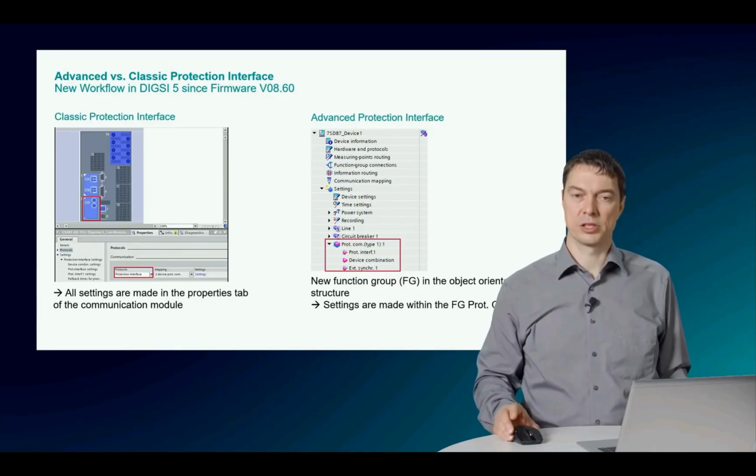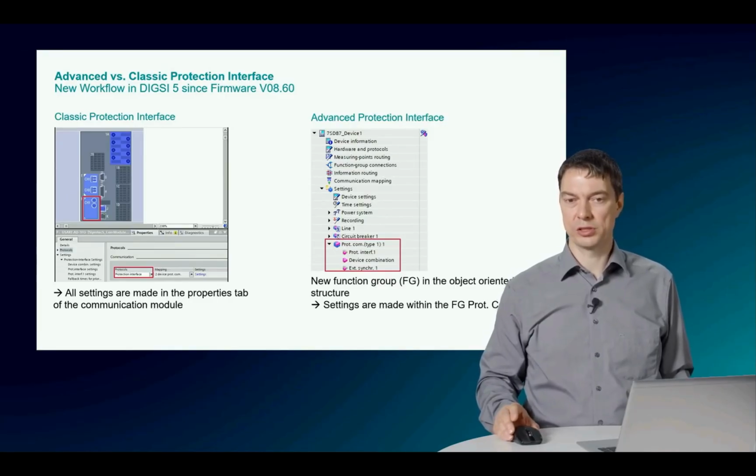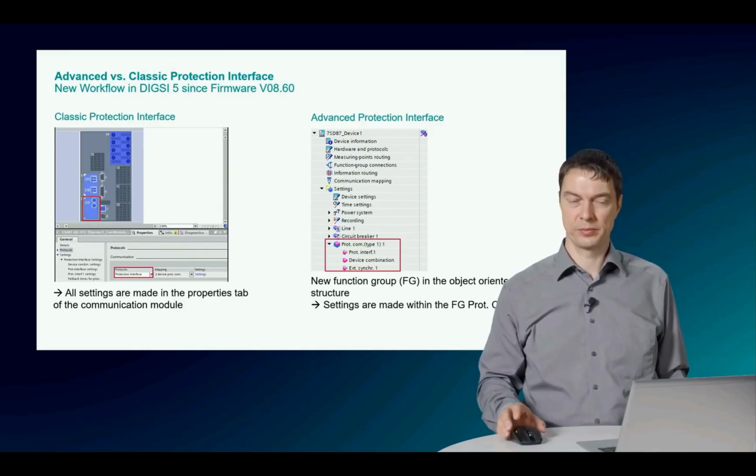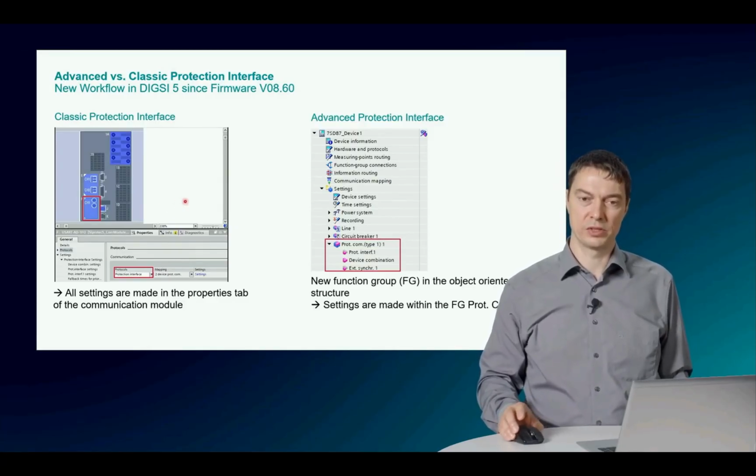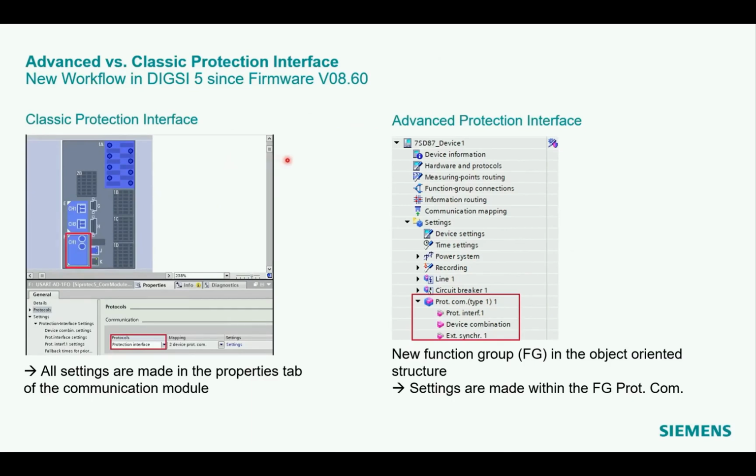In fact, it's just a different workflow which is introduced in the firmware version 8.60. On the left-hand side, you see the workflow for the classic protection interface in DIGSI 5, where all the settings are made in the Properties tab of the communication module.